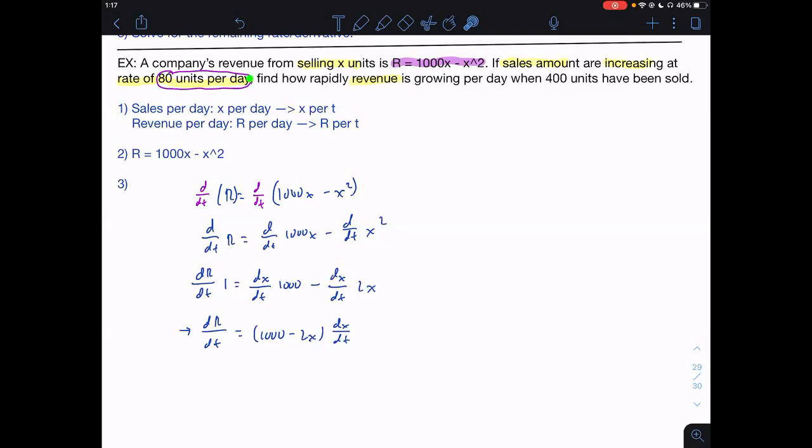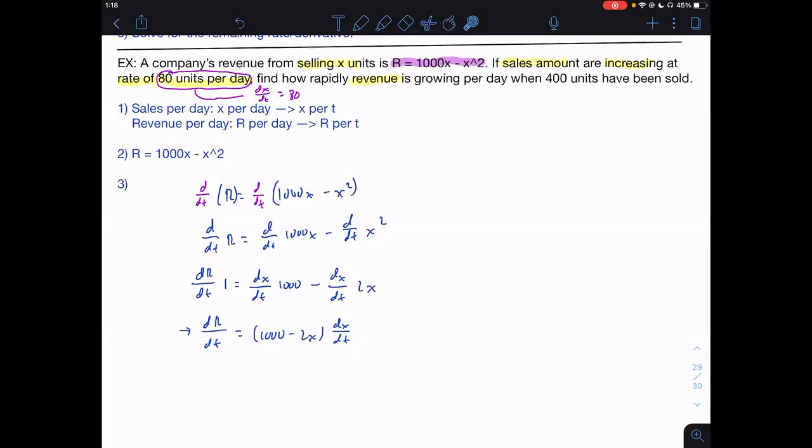Again, x per day, sales per day, x per t. If this is how much the sales are changing per day, then this 80 is representing our differential of dx over dt. So that's our dx over dt, 80. The change in x over the change in time, and in this case positive 80 because we have an increase in value. So the sales are increasing at a rate of 80 units per day, per time. So that's our dx over dt.